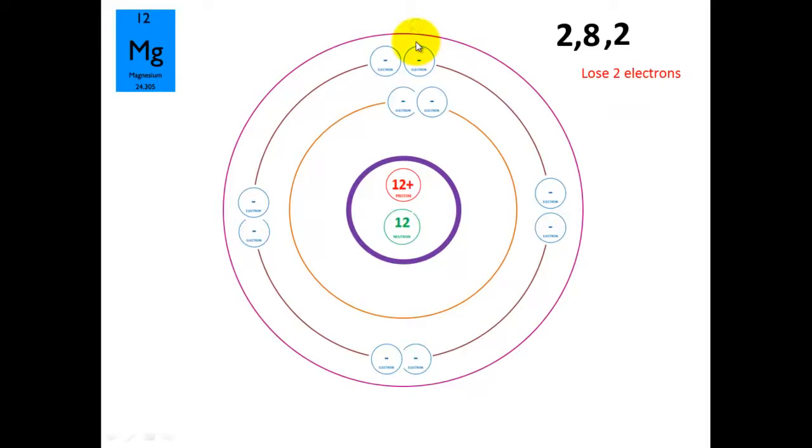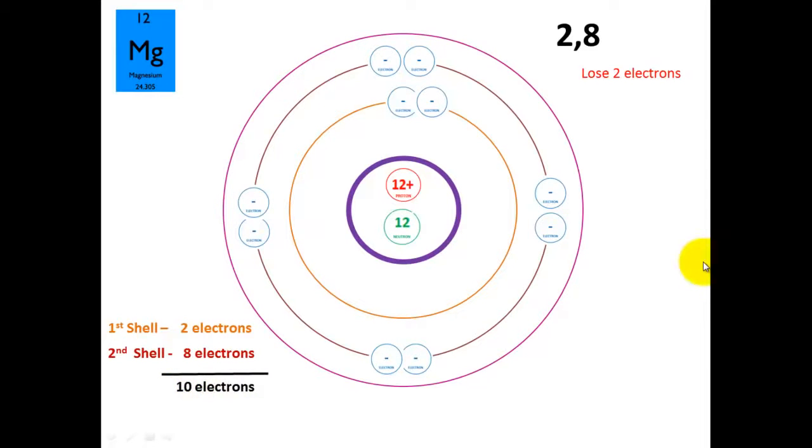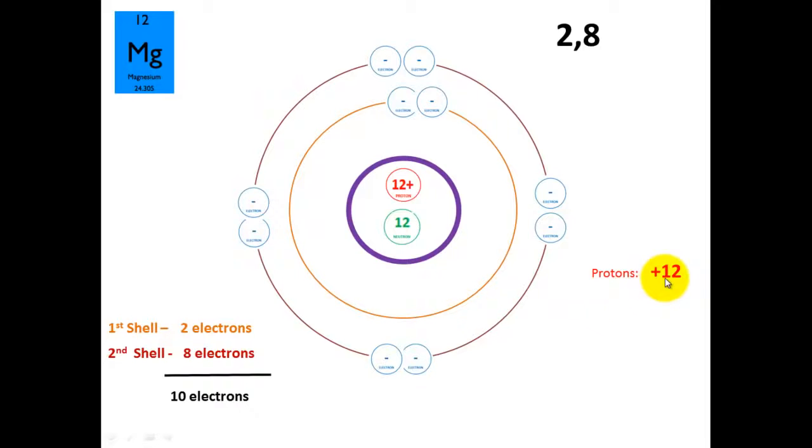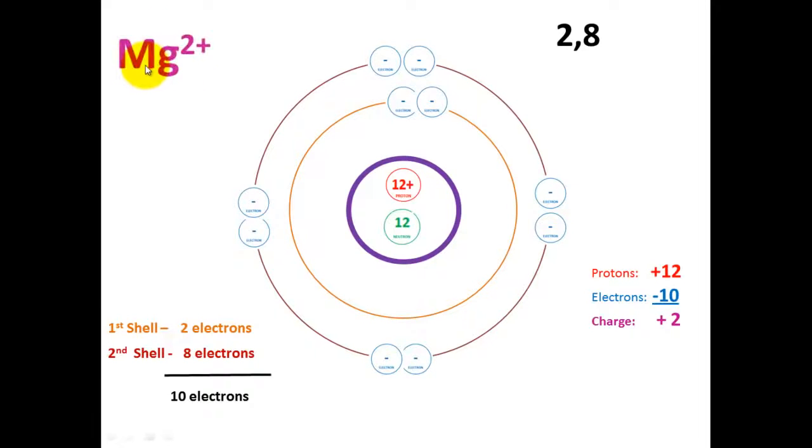So there they go, 2 electrons gone. And we now have 2 electrons in the first shell, 8 electrons in the second shell. So we have a total of 10 electrons. So we've got 12 protons, 10 electrons, we've got a total charge now of +2. Magnesium atom is no longer an atom, it's now an ion, I-O-N. It's a charged atom. So it is written as the symbol Mg with a 2+ to indicate the charge there, that it's lost 2 electrons.